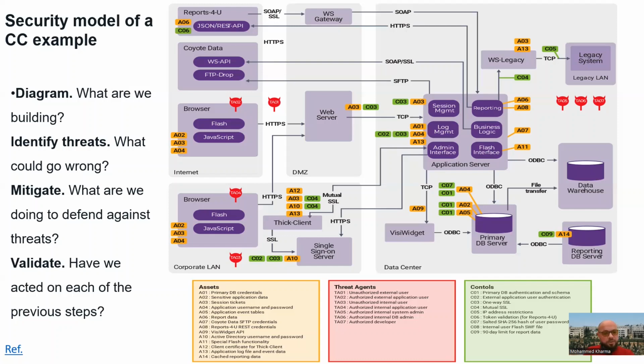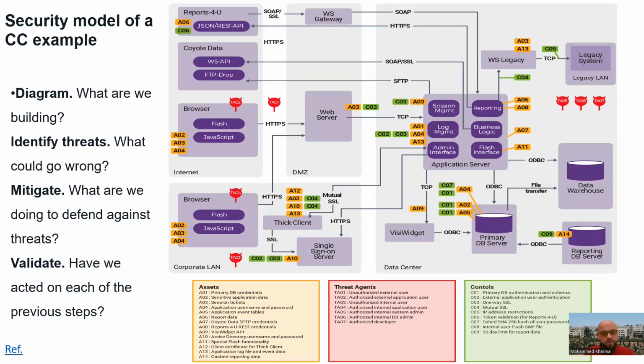The second question aims to identify threats. The question is, what can go wrong? By this question, we can assess the environment in order to identify the threats. The third question that we need to ask as part of the threat modeling process is: what are we doing to defend against threats? So here is the mitigation for the threats identified in step 2.